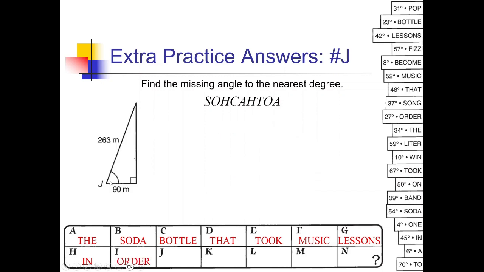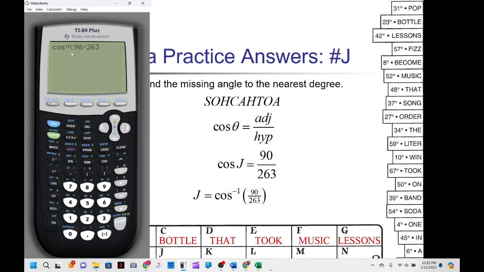For angle J in this triangle, we have the adjacent side, the non-hypotenuse leg. We also do have the hypotenuse, so that's going to be cosine, adjacent over hypotenuse. So cosine of J, we can say, equals adjacent side 90 over hypotenuse 263. So then J is cosine inverse of 90 over 263. Cosine inverse of all that gives me 70 if I round that off.